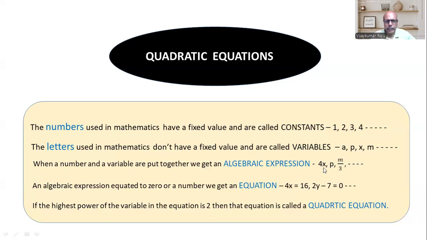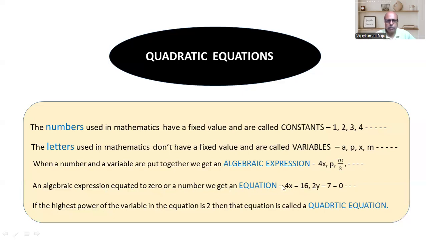For example, 4x. 4x means 4 is a number and x is a variable. So 4x means 4 into x. This is an algebraic expression. P means 1p, 1 into p. So only a letter is also an algebraic expression. m upon 3 means 1m upon 3, so 1m is divided by 3. It's also an algebraic expression. Clear? So an algebraic expression equated to 0 or a number, we get an equation.